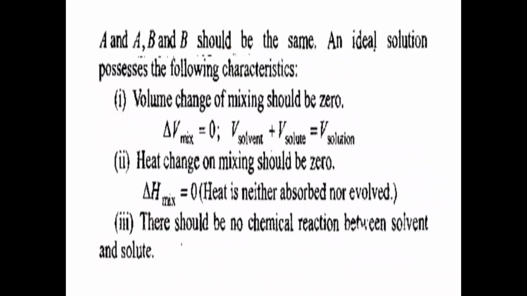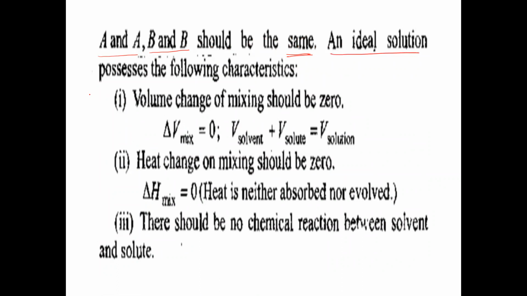So an ideal solution, A and B. A and A and B and B interactions should be the same. In an ideal solution, A and A interactions must be equal to B and B. When these two attractions are the same, the solution formed will be an ideal solution.